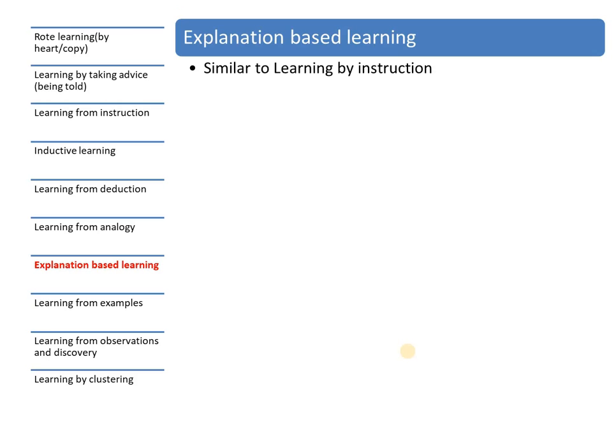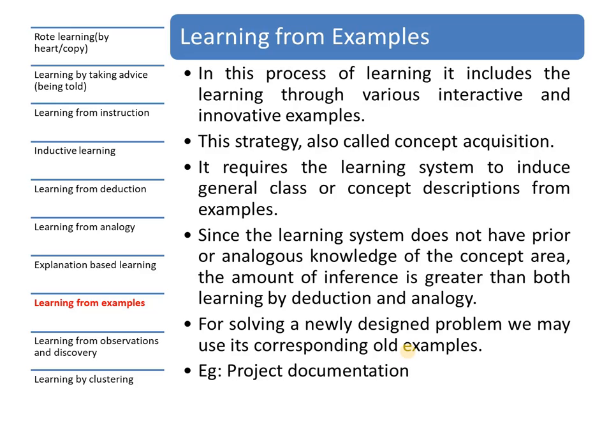Explanation based learning is similar to learning by instruction. That's why I'm not explaining it again. So the next is learning from examples. Learning from examples can be compared with learning from analogy. Okay, so these two can be asked for comparison. Compare learning from analogy and learning from examples.